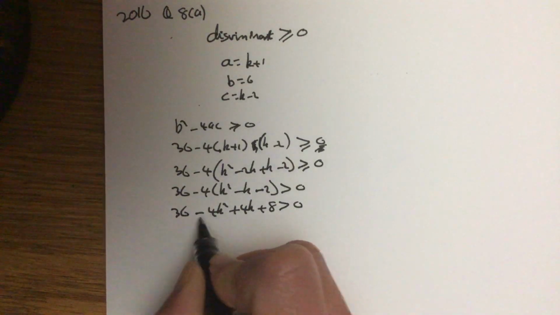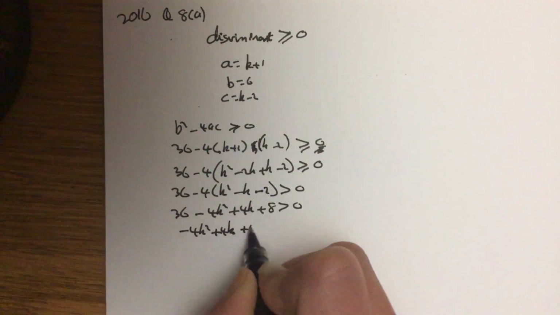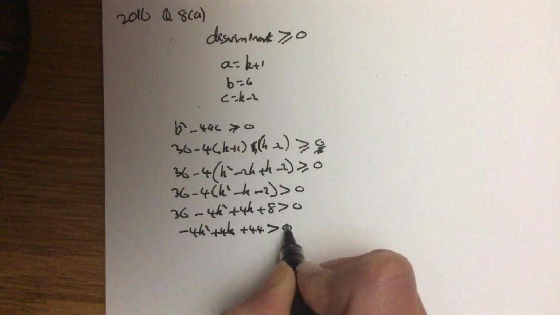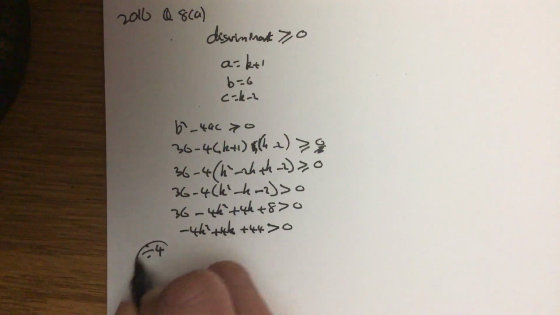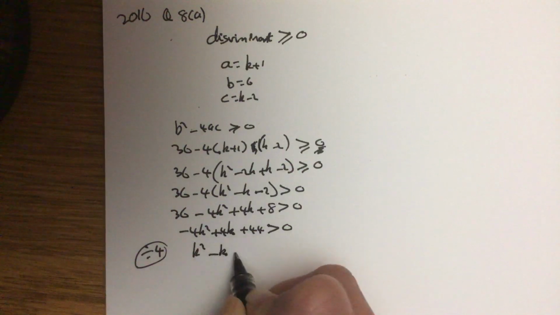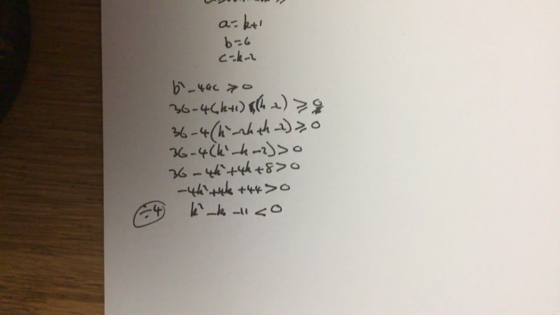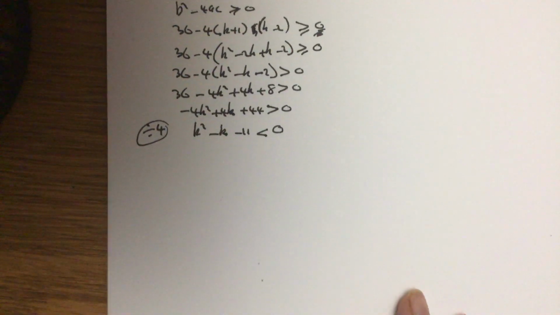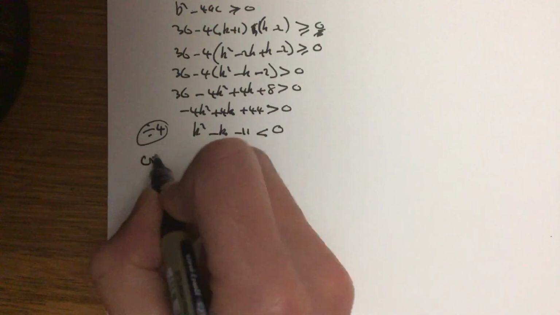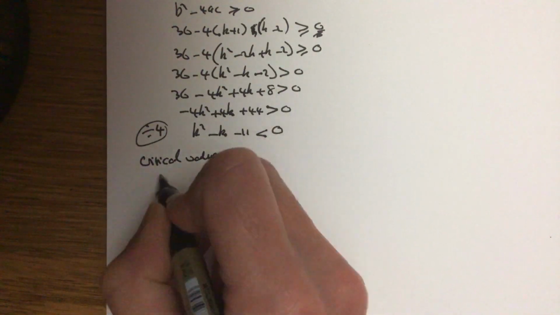I'm going to tidy this up. Minus 4k squared plus 4k, add 44 greater than 0. I'm going to divide by 4. I'm going to change all signs. So k squared minus k minus 11, and make sure you reverse that, less than naught. That doesn't factorise, so I'm going to have to find the critical values using the formula. So critical values using the formula.